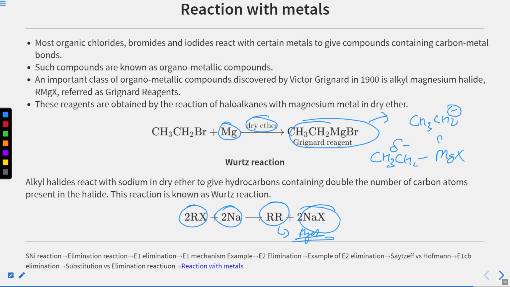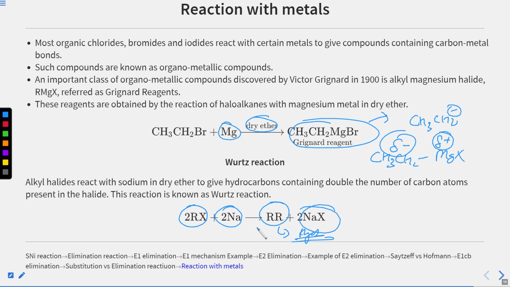This will contain delta negative, and it will contain delta positive. And this delta negative will be very large because it is connected directly to a metal, and metal is very electropositive in nature. It will give its electron, or donates its electron, to CH3, CH2.